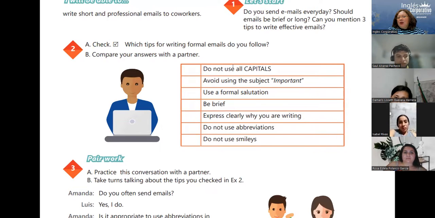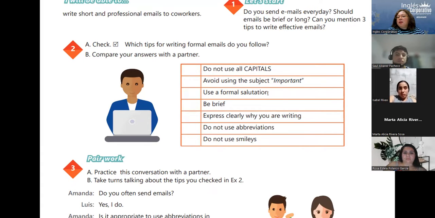Let's see. Do you write only in capitals? Do you use all capitals? No, I don't. No, teacher. Okay. Do you write on the subject box important? No, teacher. Do you use a formal salutation? Yes, I do. Are you brief? Okay. Do you express clearly what you are writing? Yes, I do. Do you use abbreviations? No, I don't. I hear a no, but you're not so sure.